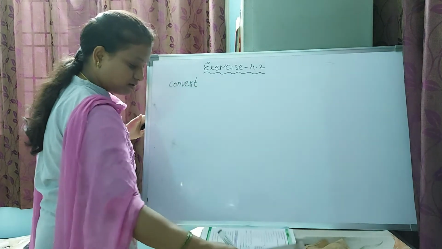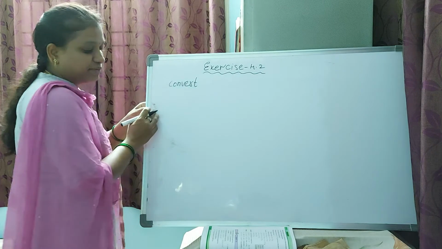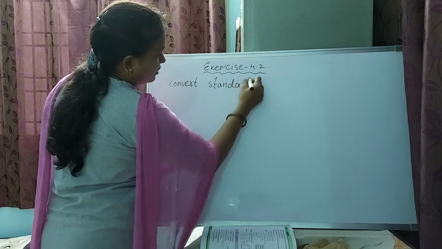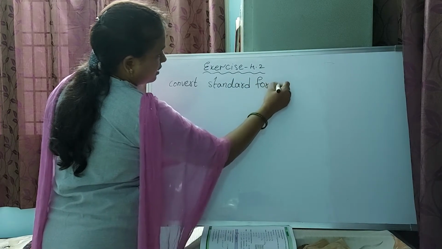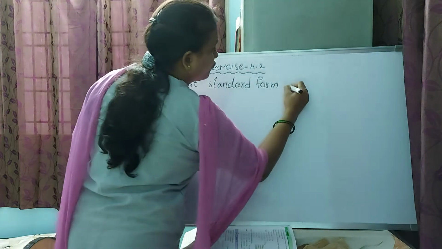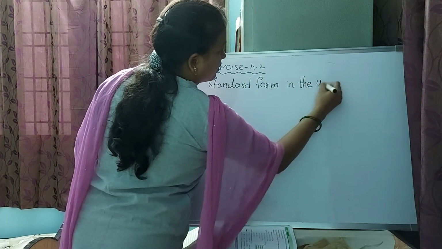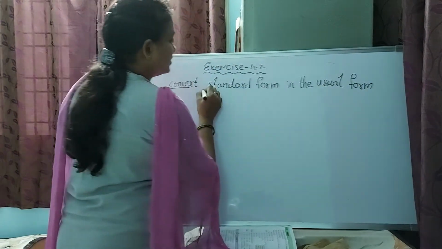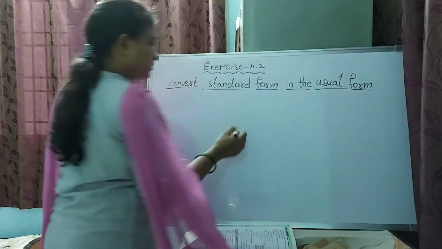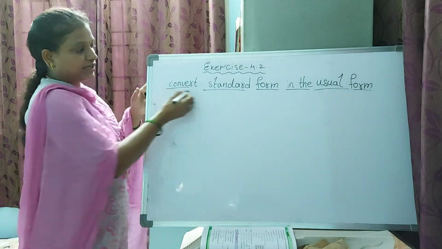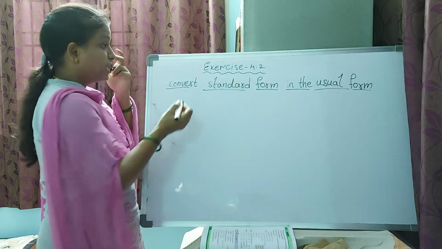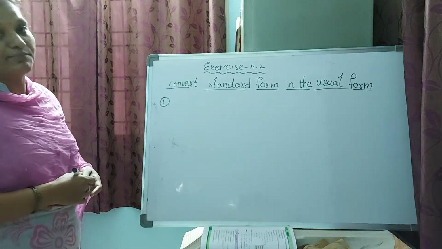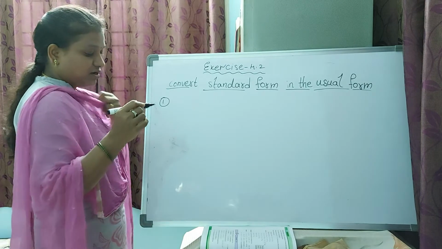That is second one. Express the following numbers in the usual form. We can write like this also: convert the standard form, or express the standard form, in the usual form. Whatever it may be, here in the textbook they have written express, but I wrote convert. Both are the same only. They will give you standard form, and you have to convert it into usual form. That means normal numbers we have to write. See the first one. What is the first one?